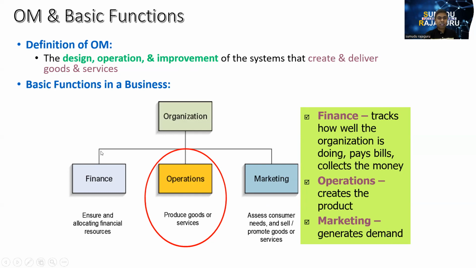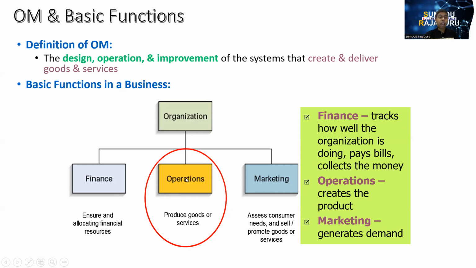You can see in this chart, there can be several functions. The basic functions in the organization are finance, operation, and marketing. Finance tracks how well the organization is doing, pays bills, collects the money. So finance means money in and money out, whatever the monetary related activities. Then operation creates the product or service. Marketing generates the demand. Finance is also required to conduct the operations activities.